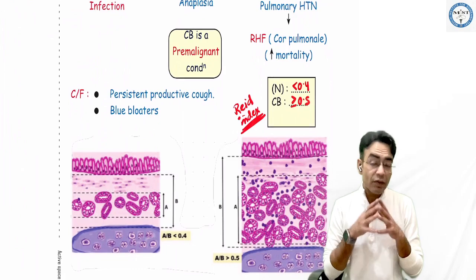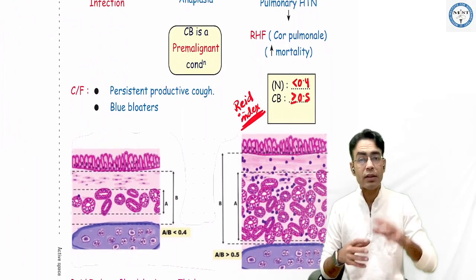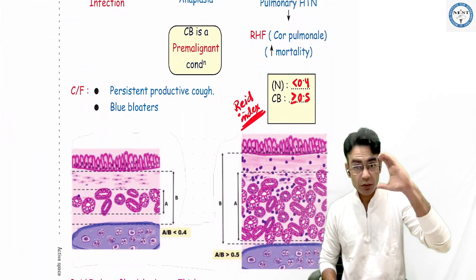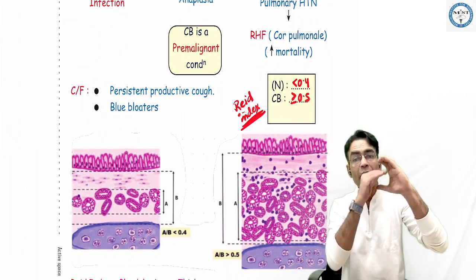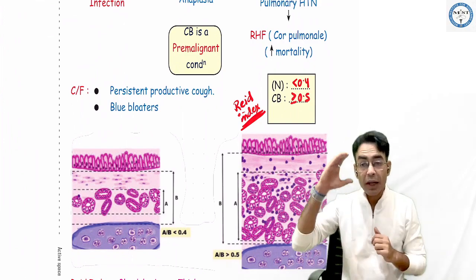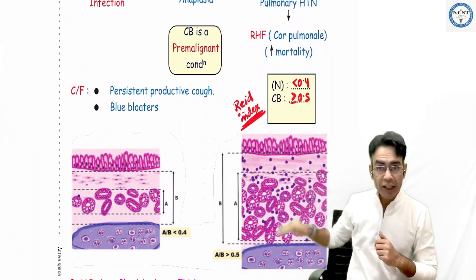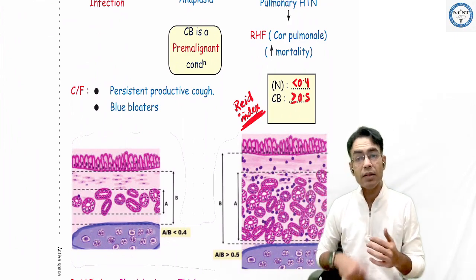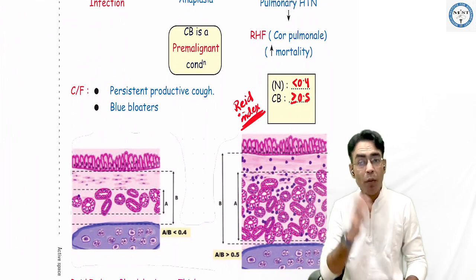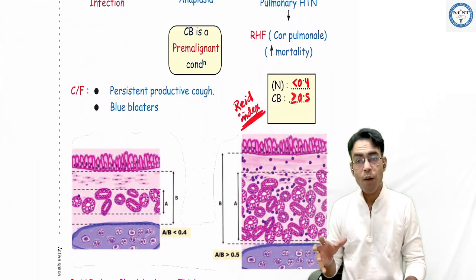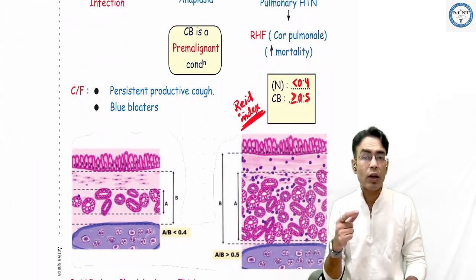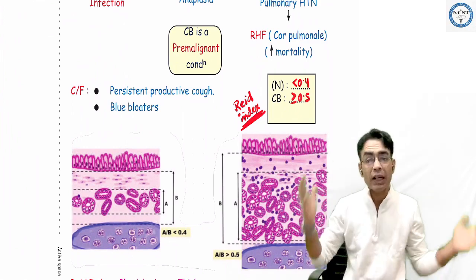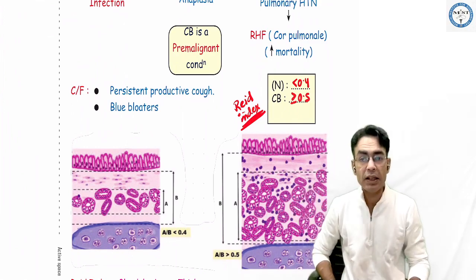For chronic bronchitis, we have to remember the Reid index, where the total length of the respiratory epithelium is more occupied by the gland layer. So the gland layer becomes thick out of the entire respiratory epithelial thickness. This is called the Reid index, and in a normal person it is less than 0.4. But in any patient who has chronic bronchitis, it will be more than 0.5. That means the gland layer will be more than half of the total respiratory epithelial thickness.